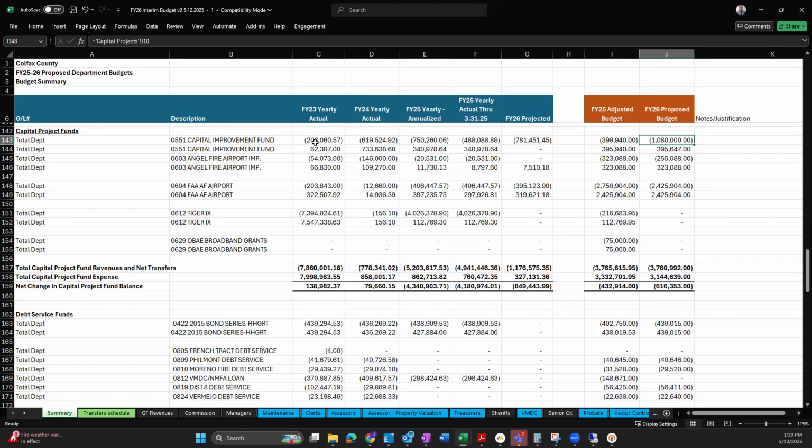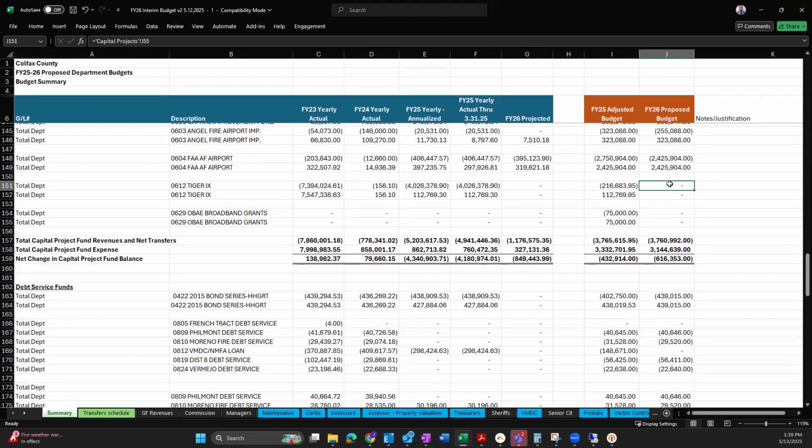All right, so capital project funds, these are mostly grant related. So it's the airport grants for the federal, the FAA, and from state NMDOT airport improvement grants. These amounts will be trued up at final. Tiger 9 has no expenditures budgeted. It's done in OBE.